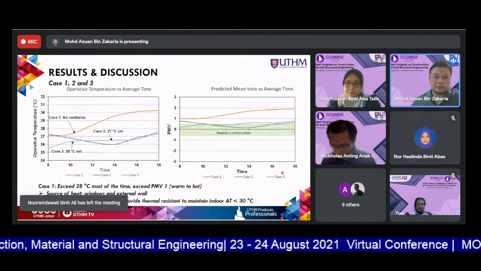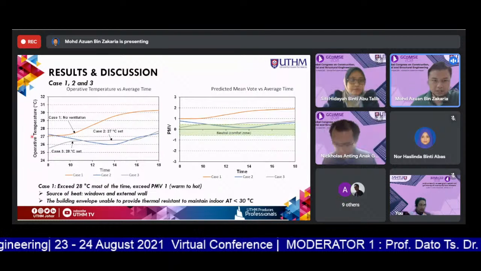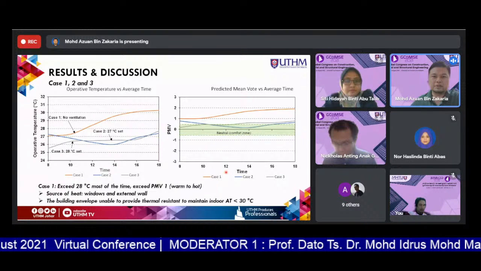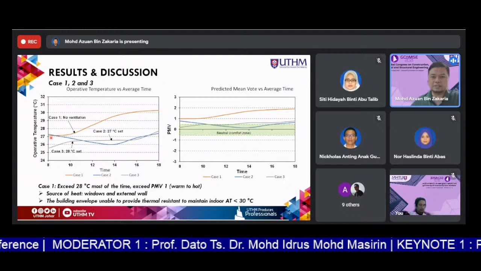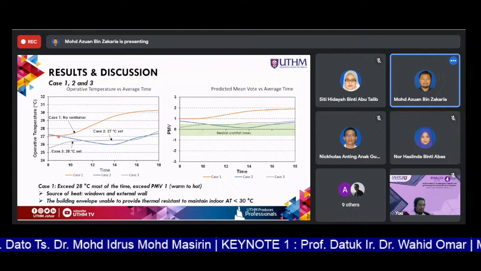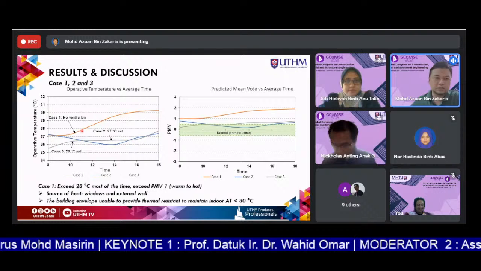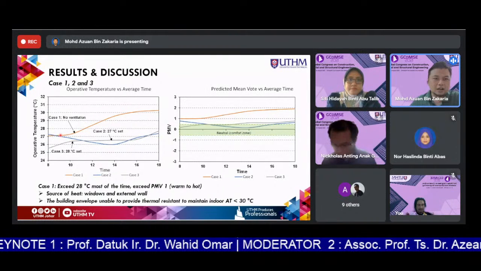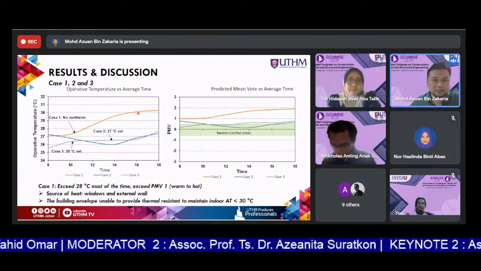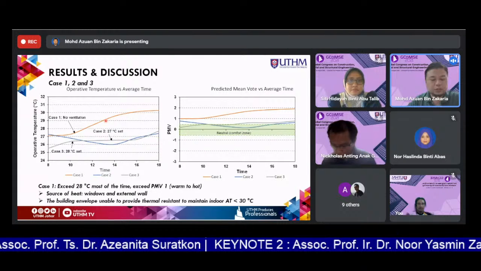Okay, next, let's move to the results of case 1, case 2, and case 3. The left side is the operative temperature, and the right side is the PMV, predicted mean vote, which is the thermal comfort assessment. Let's see case 1, when there is no ventilation and a completely passive condition. What happened is the room, especially in block MA UTHM, FKAAB, will exceed 28 most of the time, and it can exceed 30 degrees Celsius, which, if we compare to a residential house, is normally around 28 to 29.